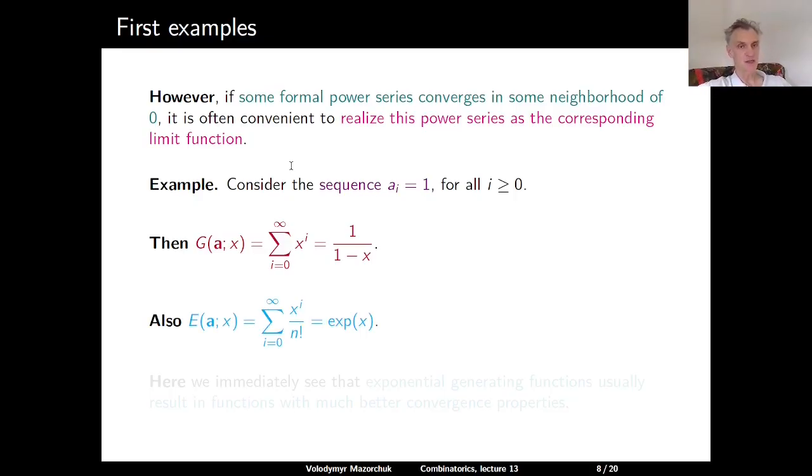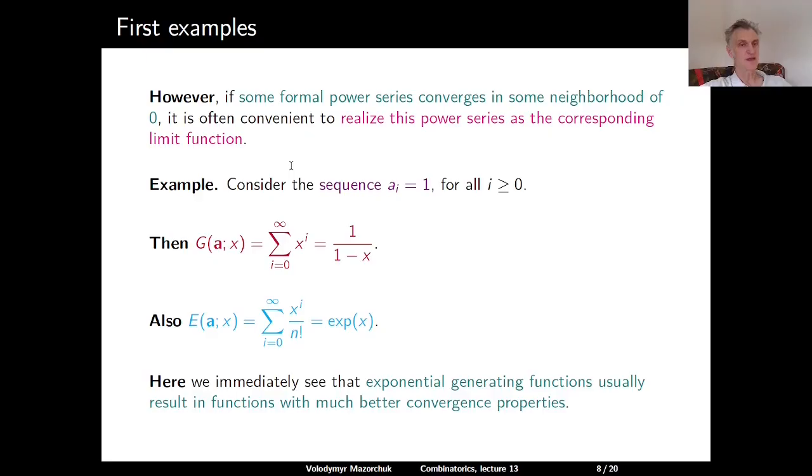And the exponential generating function for the same sequence has the form sum over all i from 0 to infinity of x to the power i divided by i factorial. And that exactly is e to the power x. So that's the exponential function of x. So in particular, we see that for the ordinary generating function, we get a function which converges in a small neighborhood of 0, while for the exponential generating function, we get a function which converges on the whole real line. This implies in particular that exponential generating functions usually have much better convergence properties.